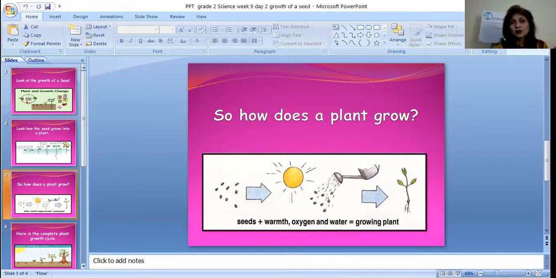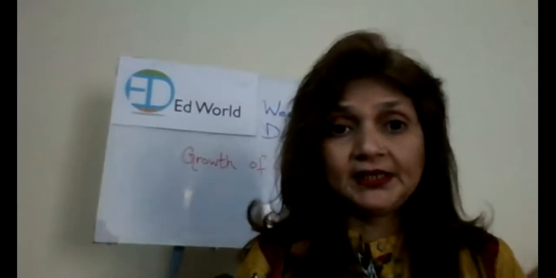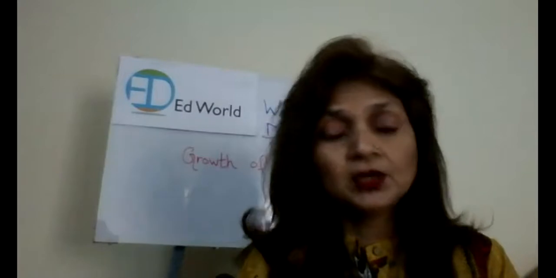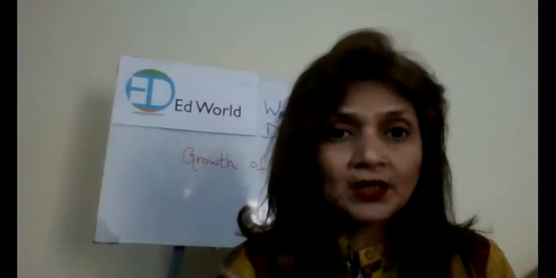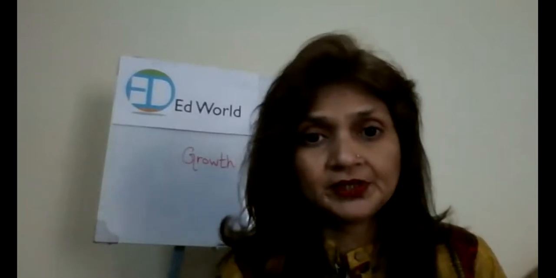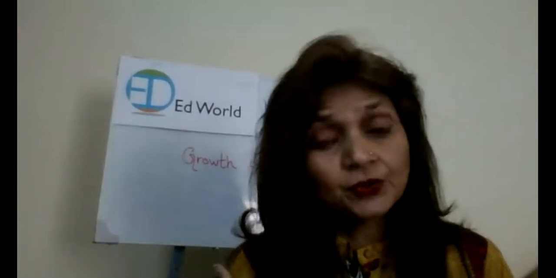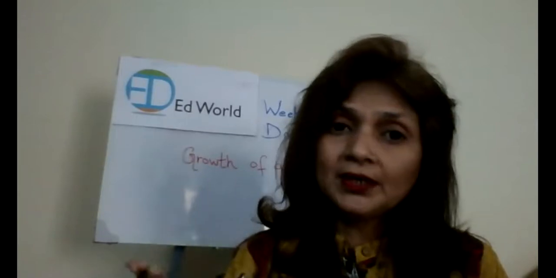Because plants are also living things. Yes or no? Yes. When we were discussing the living things topic in the beginning, I already explained to you what the living things are. In living things, human beings, animals and plants are all included, because they all grow. Human beings grow, animals grow, plants grow. So we are all living things.